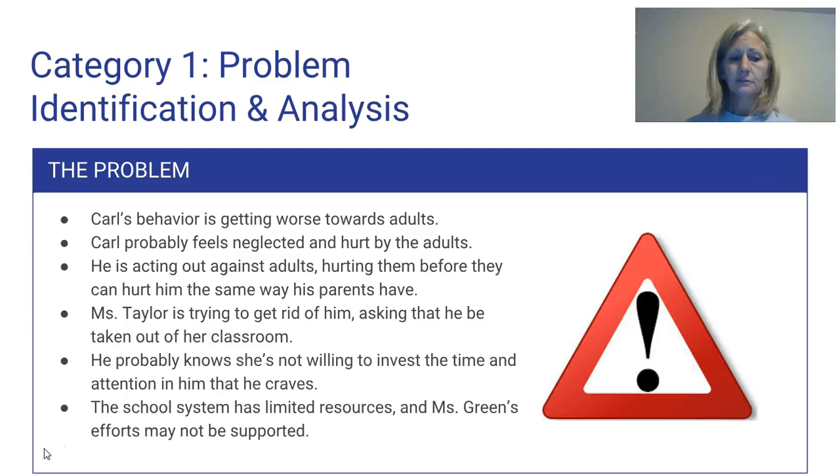The problem. Carl's behavior is getting worse towards adults. He has thrown pencils at teachers, he's thrown rocks at teachers, and he doesn't seem to be getting any better. Carl probably feels neglected and hurt by the adults who have loved him in his life, and he seems to be hurting other adults almost to test them to see if they're going to neglect him and hurt him as well. Miss Taylor obviously is trying to get rid of him from her classroom. I'm sure Carl knows that, whether she has said it directly to him or not. Children are intuitive, and he probably knows that he's not going to get the attention he craves and needs from her.